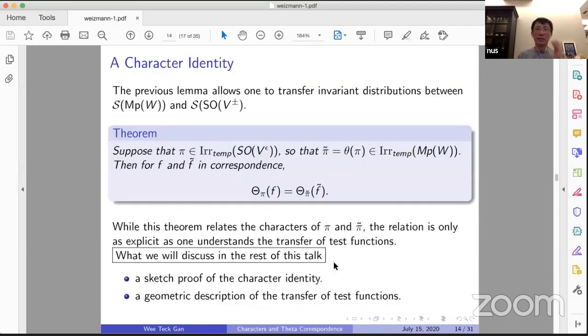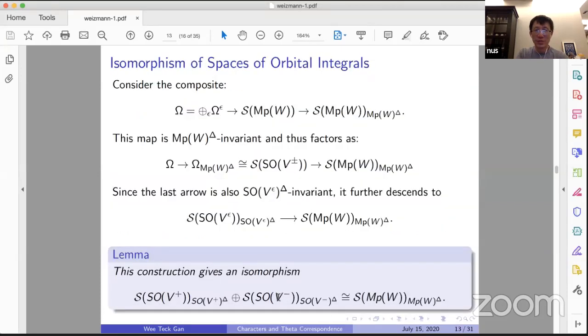Okay, and so now the following theorem makes sense. Suppose we have an irreducible tempered representation pi with theta lift pi tilde. If you have test functions f and f tilde in correspondence, then you have this character identity. Another way of saying this is that under this isomorphism, when you take theta of pi tilde, it pulls back to theta of pi.